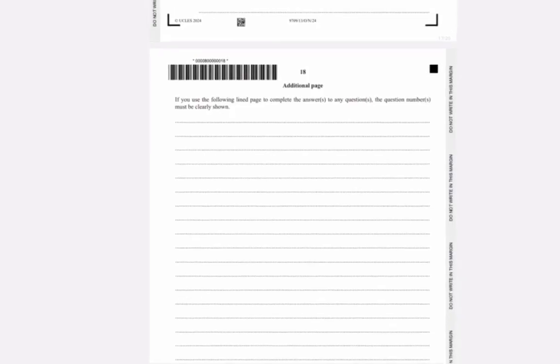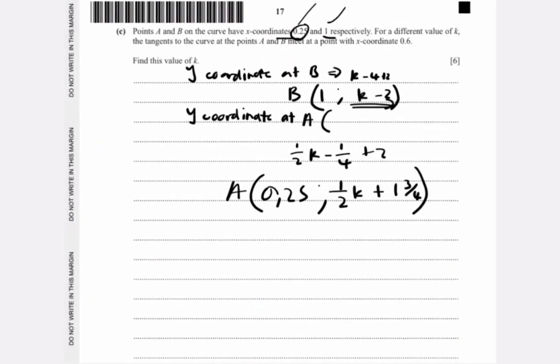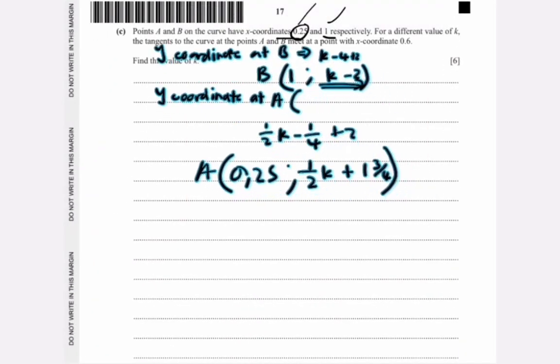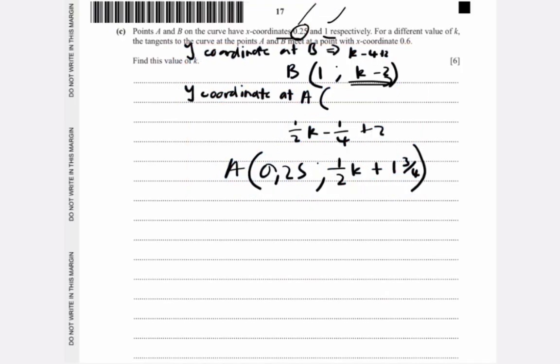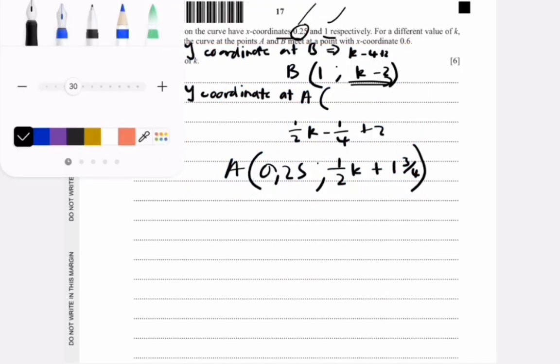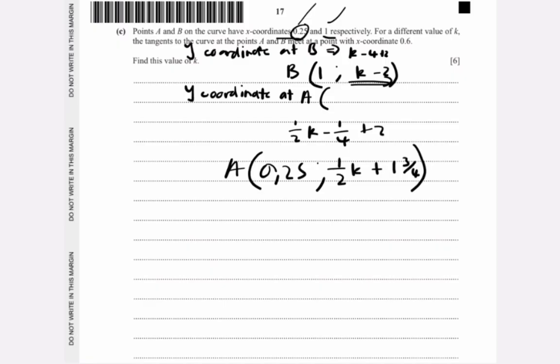Okay, we can still use the additional space. And so with this now, let's move on to getting the gradients, one at A and one at B. Since we're going to deal with tangents, now the gradient of the curve is equal to the gradient of the tangent at the point at which the tangent meets the curve. So we're going to try and get the gradient of the curve at A.